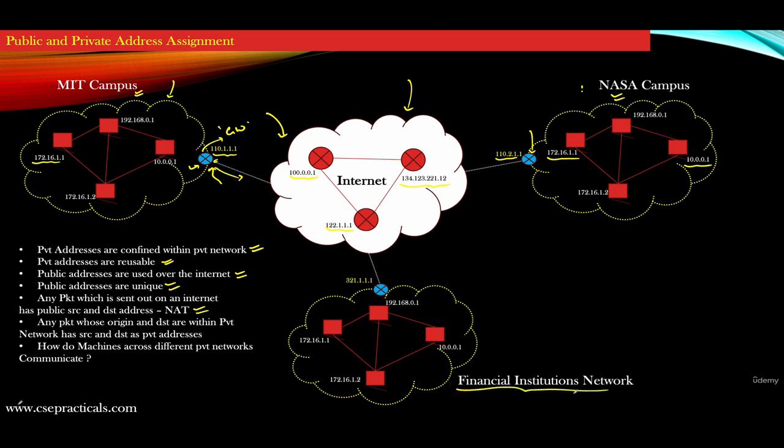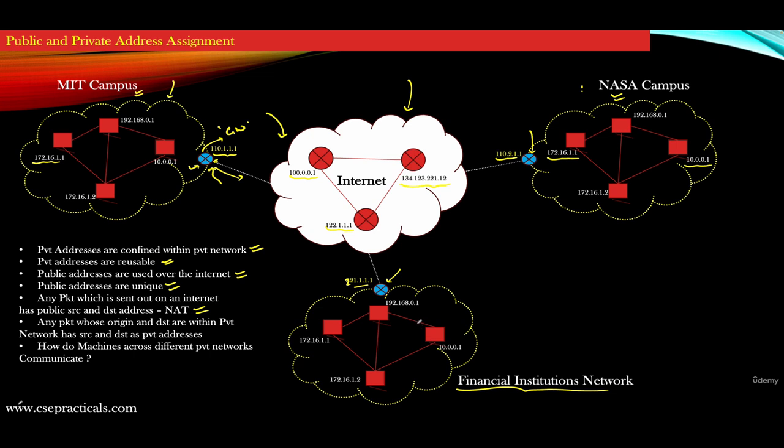Similarly, continuing with the diagram, here I have shown another private network, which is a network belonging to some financial institution. Alright? And you can see that the design of this IP address is wrong. There is no such thing like 321. You can take it as 221. And this financial institution network also has a gateway router which has been assigned a public IP address, whereas all the internal machines in this private network have been assigned private addresses.